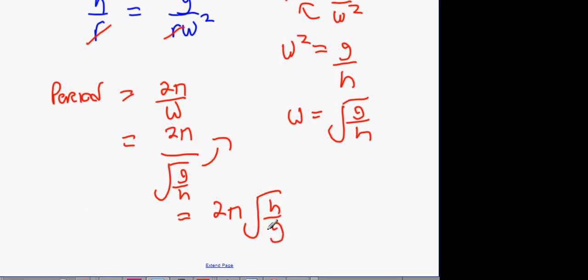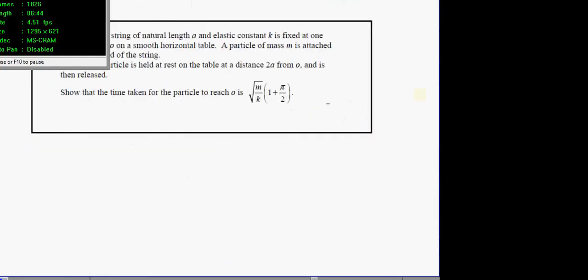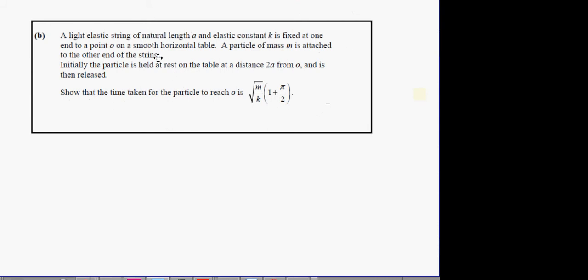This one here: a light elastic string of natural length a and elastic constant k is fixed at one end at a point O on a smooth horizontal table. Mass m is attached to the other end of the string. Initially the particle is held at rest on the table a distance 2a from O and is then released. Smooth horizontal table means there's no friction.